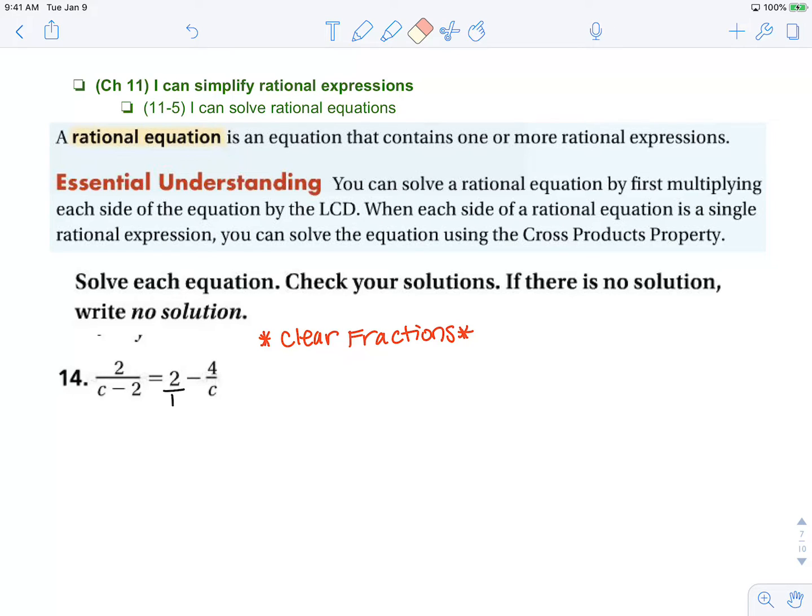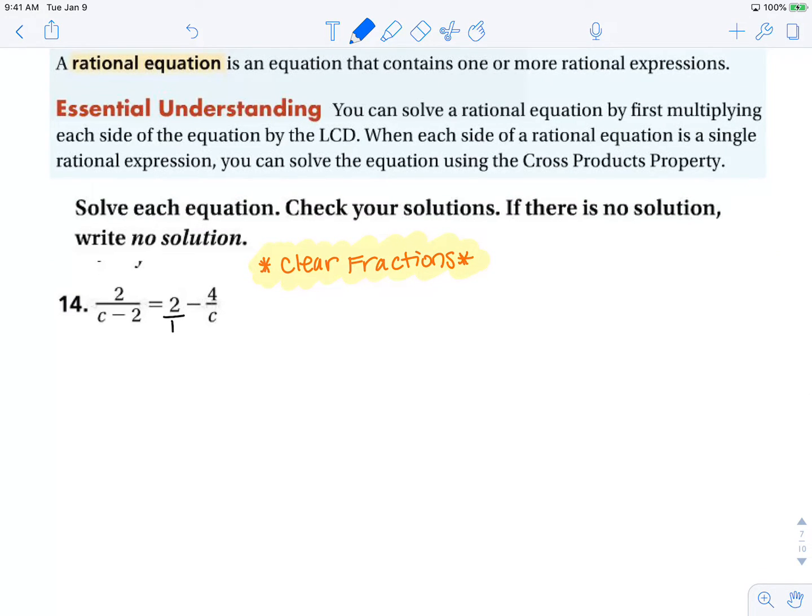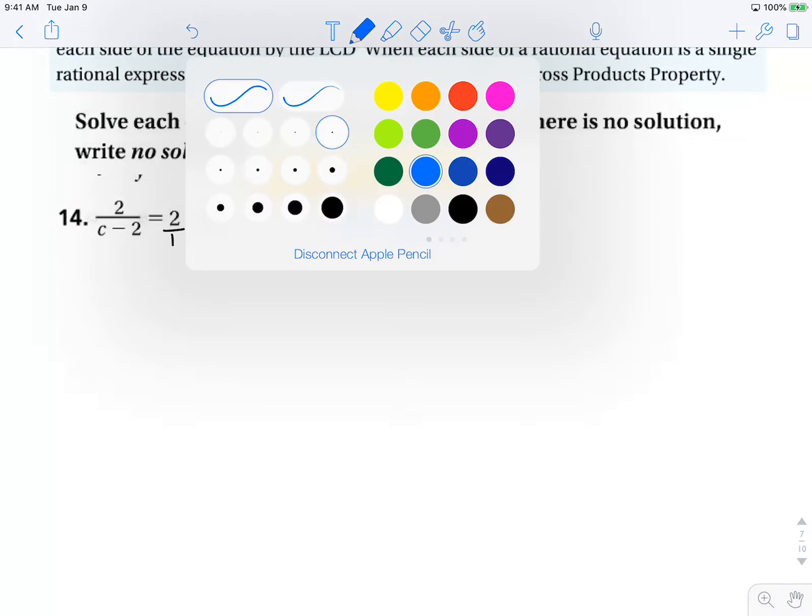Now we're going to get into solving rational equations. Rational equations contain one or more rational expressions. When I see these types of equations, my thought process is the first thing I want to do is clear those fractions so that it makes the equation look easier to solve. To clear fractions, I need my least common denominator, which is going to be c times c minus 2.